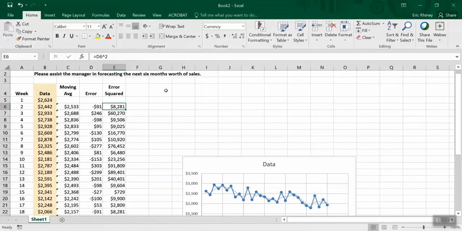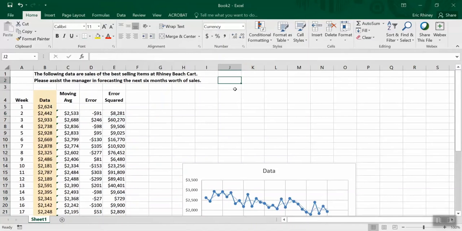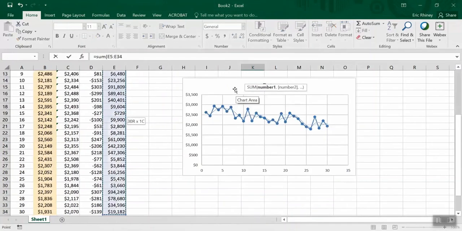All right, so now I can have an overall, and I'm just going to put this up here because I'm going to use this in multiple ways. Sum of error squared term is what I'm going to call this. And it's simply going to be the sum of my error calculations.